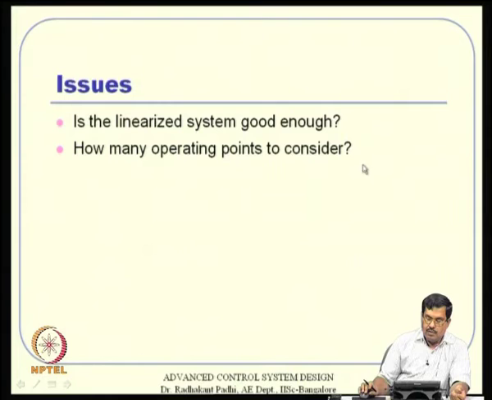What is the second one? Obviously, how many operating points to consider? Nobody tells us. Okay. So, given this particular plant, you may select a smaller number of points. You give another plant, you may select a higher number of points, things like that. Okay. So, how many operating points to consider? That becomes certainly a kind of open proposition.